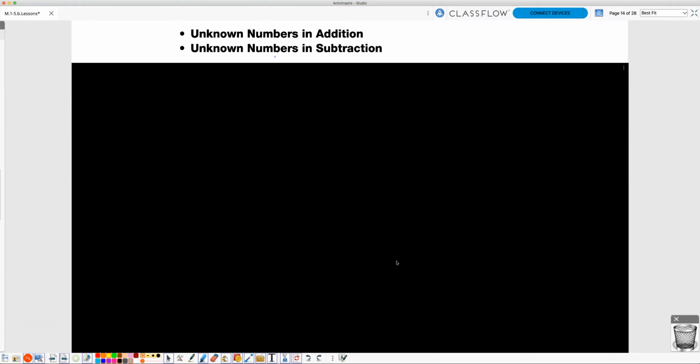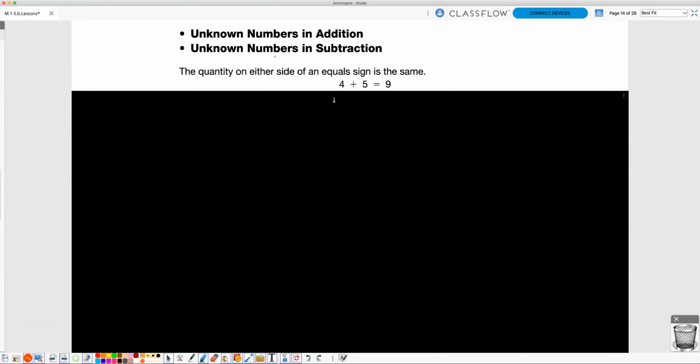Hello and welcome back. It is lesson 3. We're looking in Saxon math here. It is unknown numbers in addition and unknown numbers in subtraction. What does that mean? Well, let's look at it quickly here.